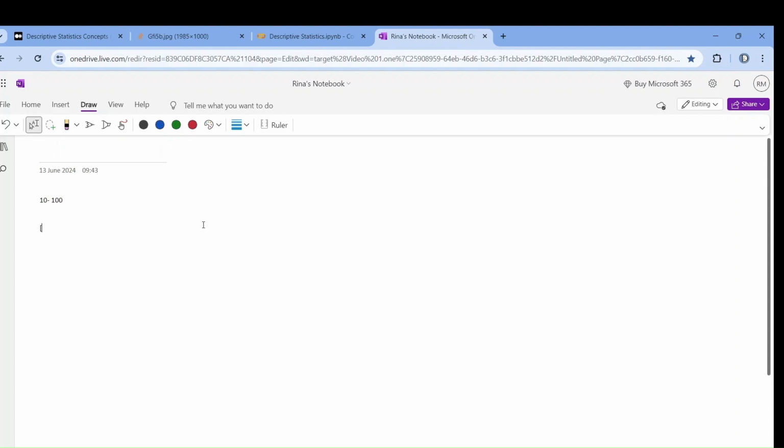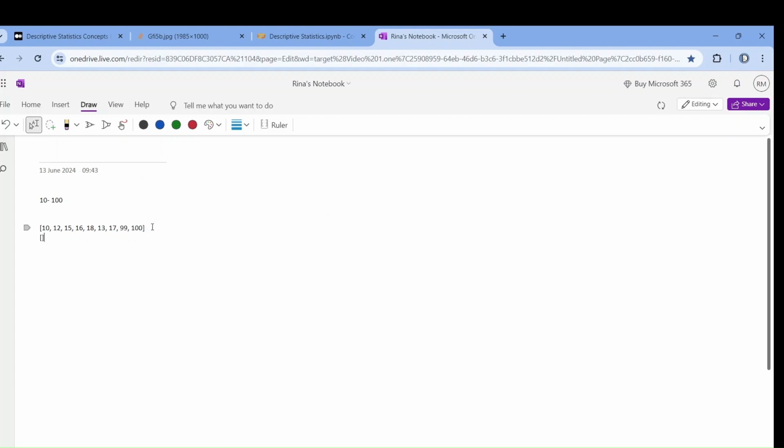But if in your data set there are values 10, 12, 15, 16, 18, 13, 17 and very few values like 99 and 100, then you can say the data is skewed because maximum values are near 10, very few values near 100. So the data set is not symmetrical.